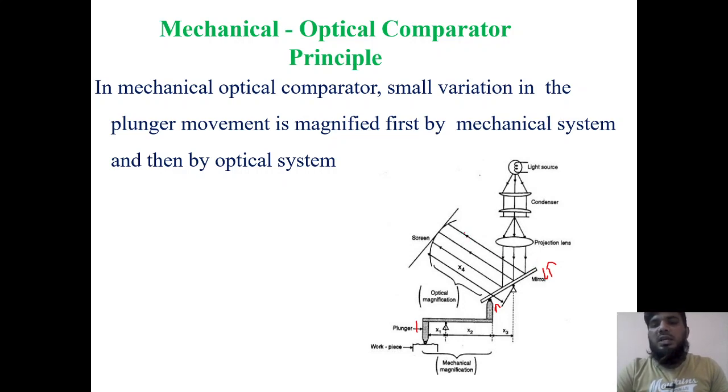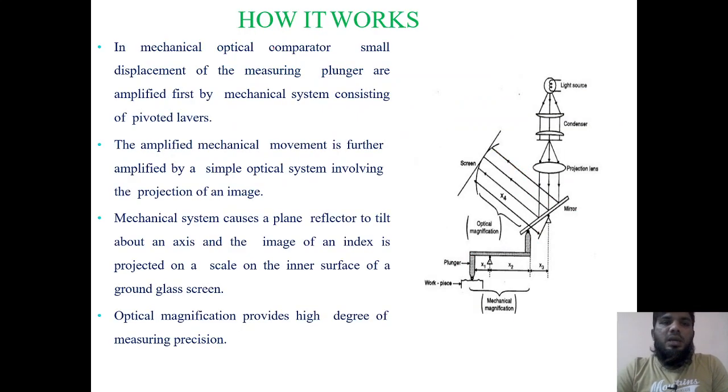Because of that, the angle will be deviated like this, and the image will be moved like this. So the variation we have obtained in the image, we can observe and analyze how the variations are achieved. In a mechanical operator, generally, a small displacement of the measuring plunger is amplified first. We amplify it because we have pivoted here.